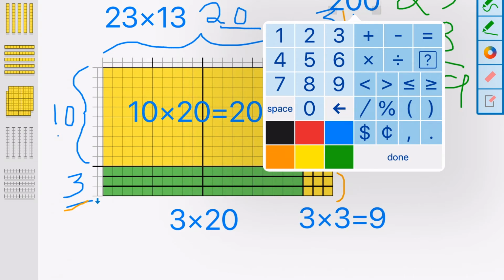So I have 200 plus 30 plus 60 plus 9. Altogether, that equals 299.